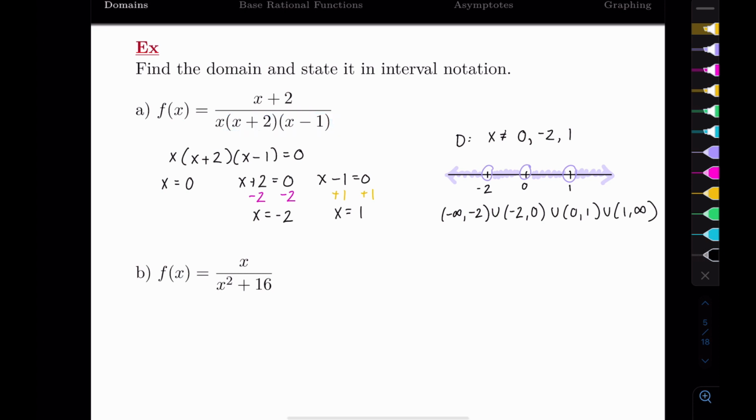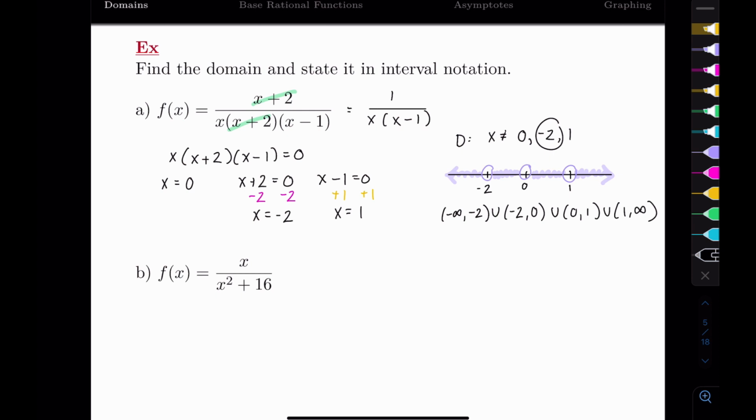Now to give us a little insight into later on, if you look at this expression, there is something you actually can do. The x plus 2's do technically cancel out, which leaves us with 1 over x times x minus 1. So although the x plus 2 disappears, because of the way the expression is written to us originally, -2 is still a problem.